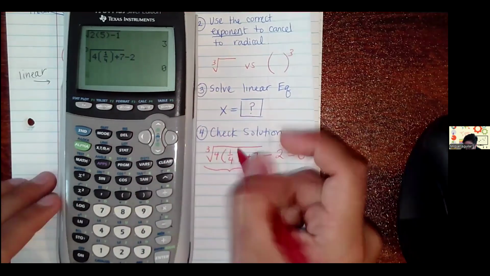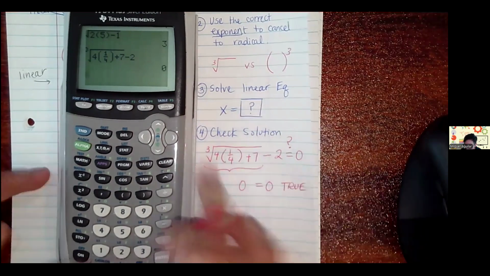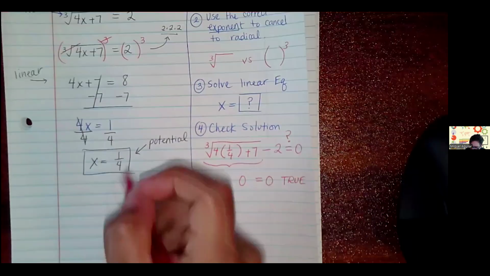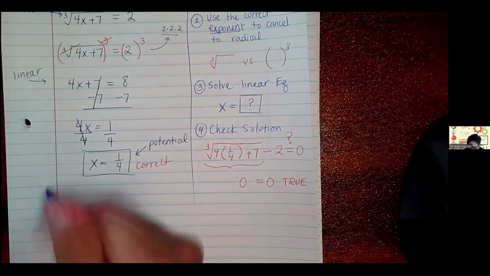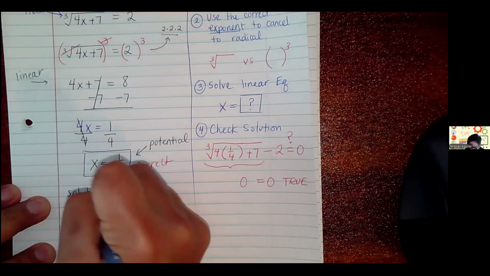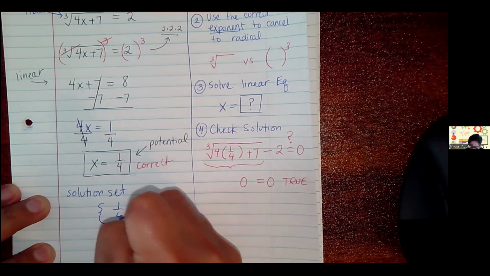And we get 0 is equal to 0, which is a true statement. So that tells us that this is a correct solution, and it's the only one we have. So our solution set is just going to contain 1 over 4.